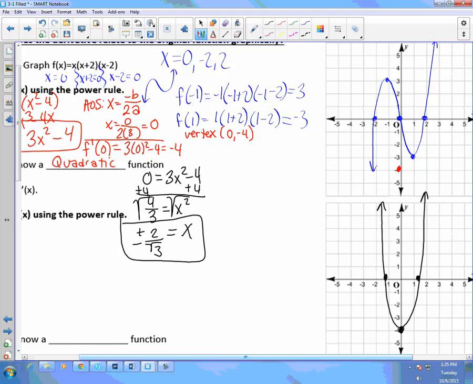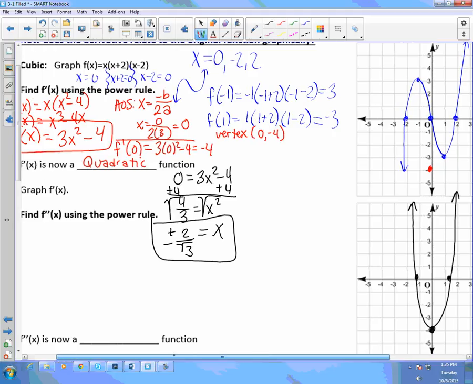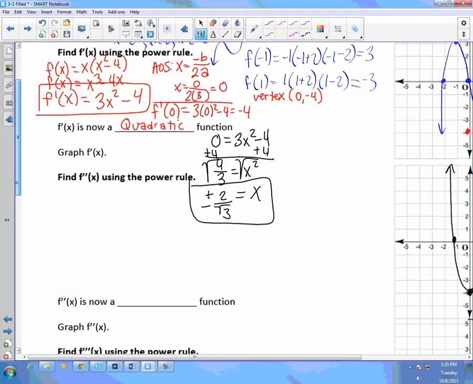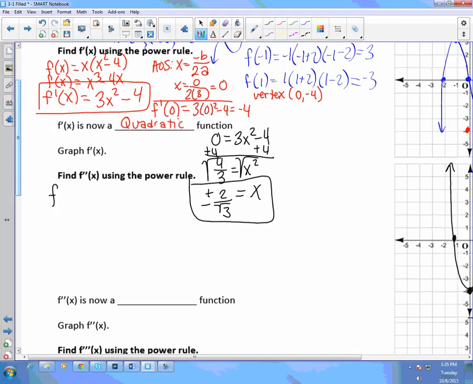Okay, now we're going to do it again. F double prime. See how there's 2 tick marks? F double prime was in the power rule. Well, F prime was 3x squared minus 4. You should get to the point where you can just do this in your head, and some of you are already getting there. Christine, what's the second derivative?